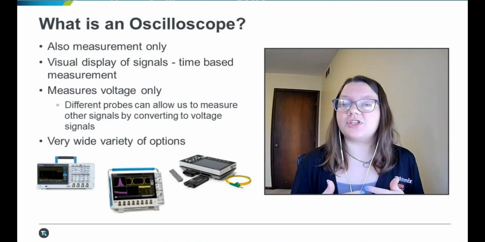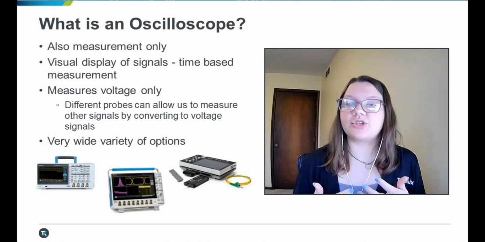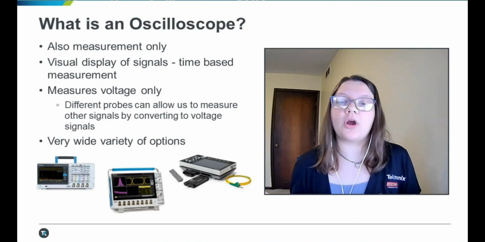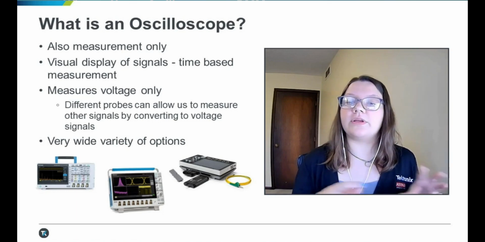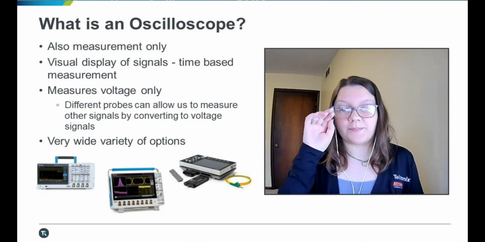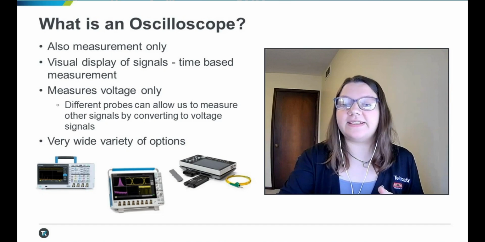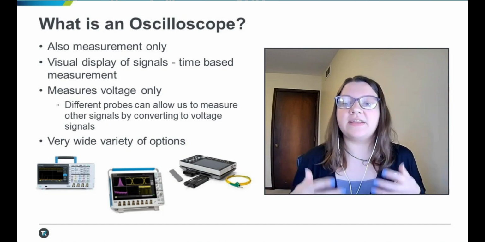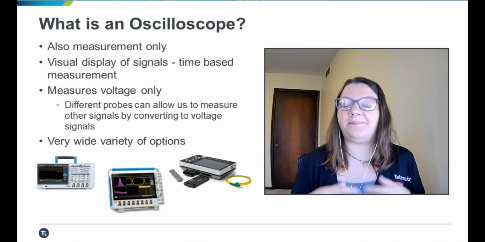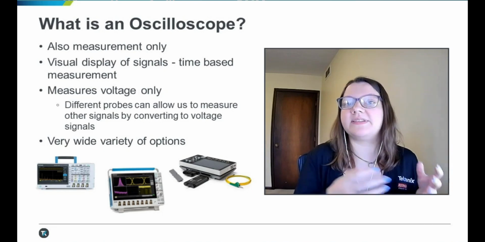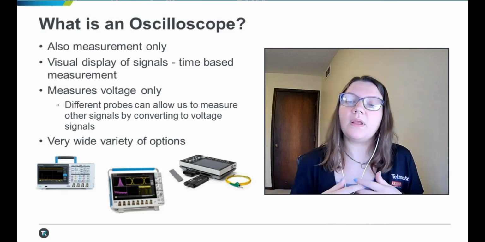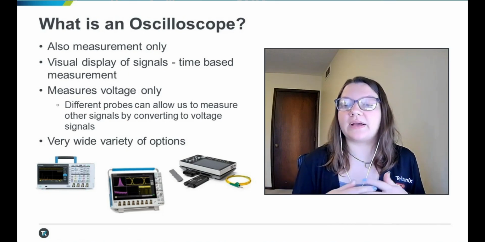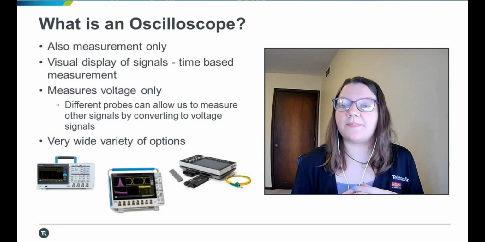Scopes only make voltage measurements. If we want to make a current measurement, we have to connect a current probe that converts a current signal into a voltage signal that the scope can measure. This is different than a DMM, which actually has multiple different circuits built in to make different types of measurements. So the ammeter circuit in the DMM is different than the voltmeter. With the scope, we have to include external hardware to make that conversion.